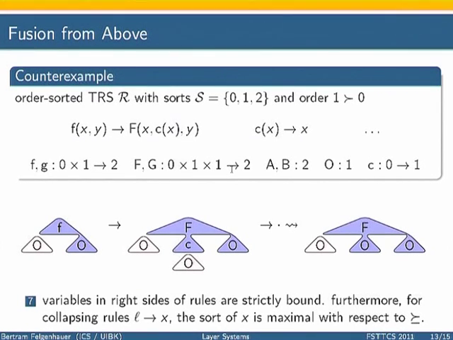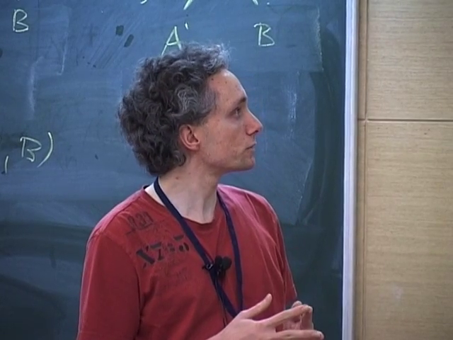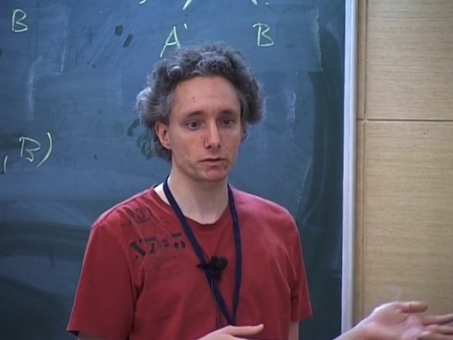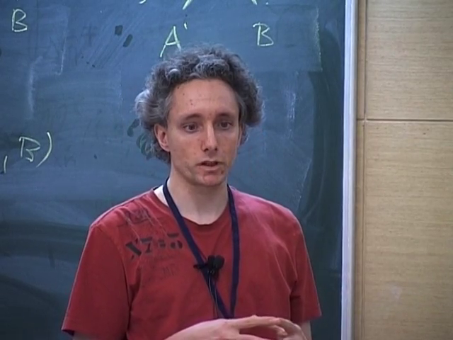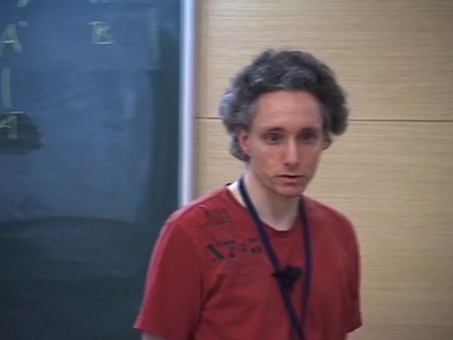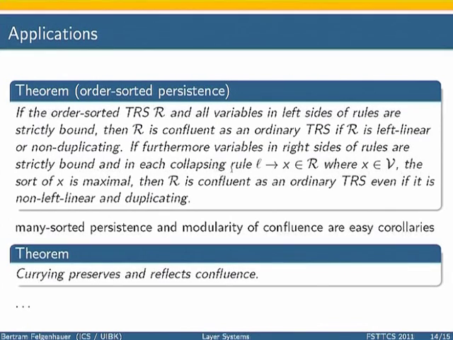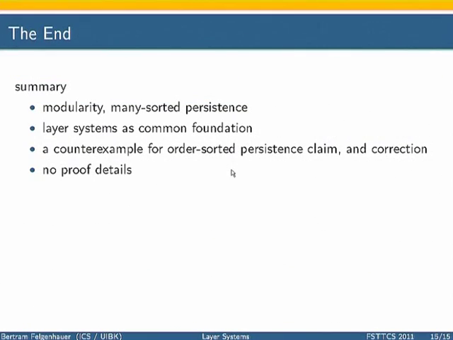And the corrected condition that we derive here is that variables in the right-hand side of rules have to be strictly bound. This was also required before. And for so-called collapsing rules, where the right-hand side is a variable, the sort of x must be maximal with respect to the given order. So this is the result for order-sorted TRSs. Many-sorted persistence and modularity are easy consequences of this. We have some further results that also fit this framework of layer systems.